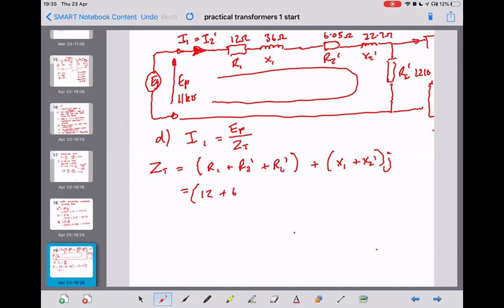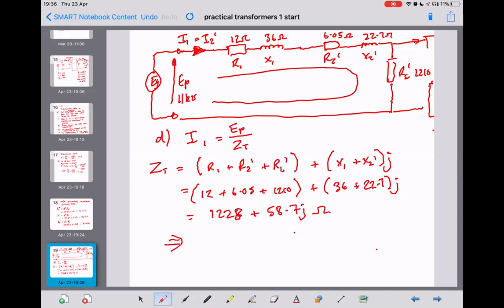12 plus 6.05 plus 1210, and we add the two inductive parts together, 36 and 22.7 J. All right, I make that 1228 plus 58.7 J ohms, and converting that to polar, 1229 ohms, angle 2.73 degrees. But please check.